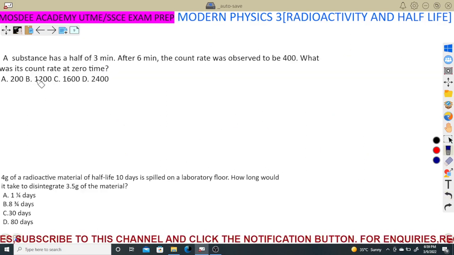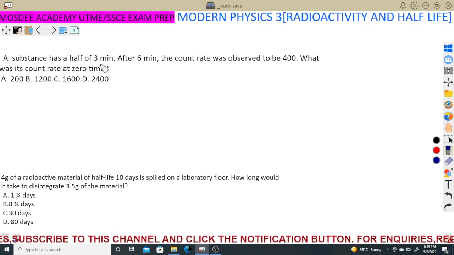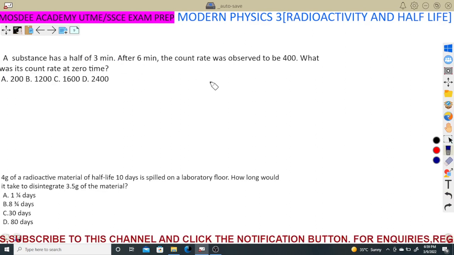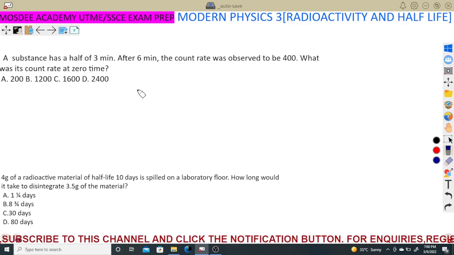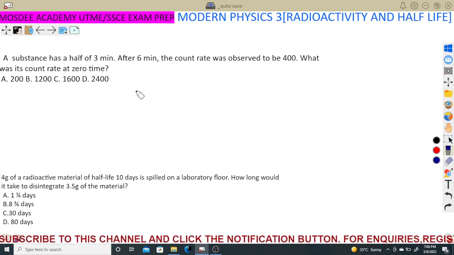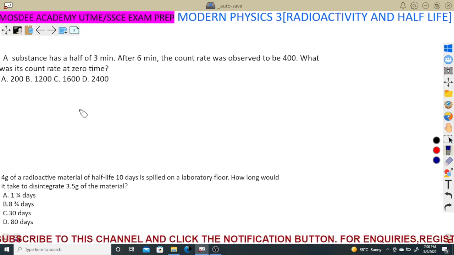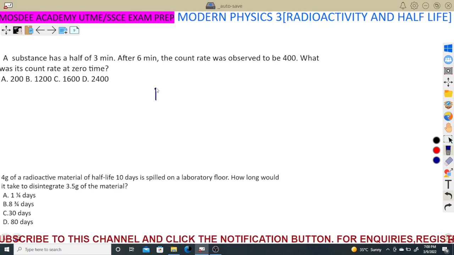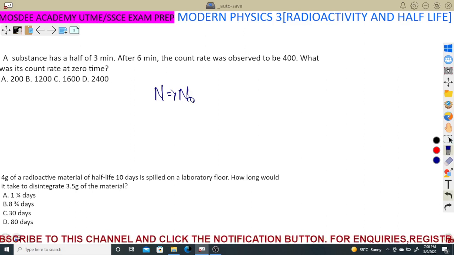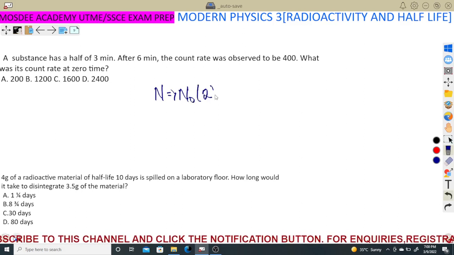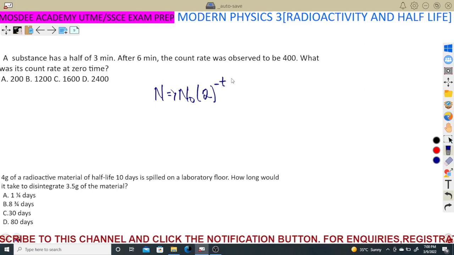So next one, my dear students, a substance has a half-life of 3 minutes. After 6 minutes, the count rate was observed to be 400. What was its count rate at 0 time? Let's write that. So we have talked about in terms of count rate or in terms of anything, and just write N equals N naught, open bracket, 2 raised to power negative t over capital T.